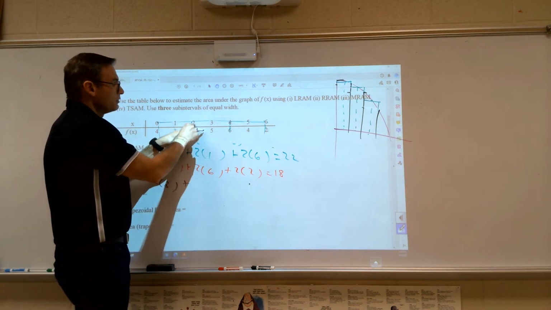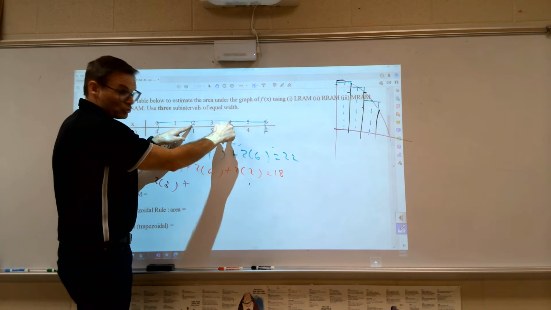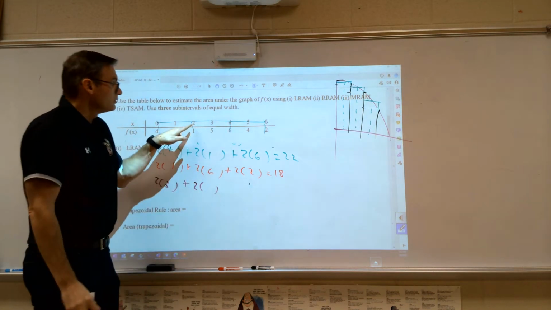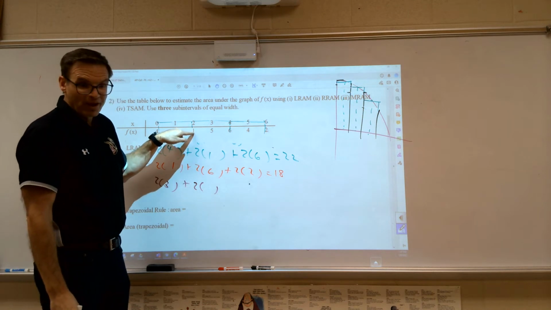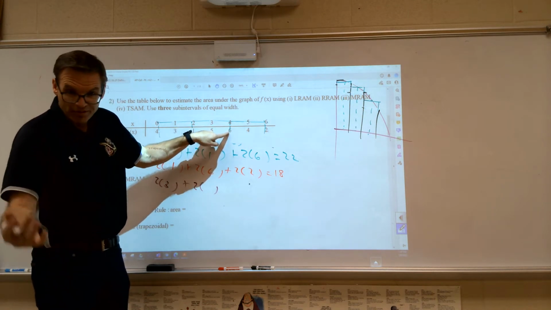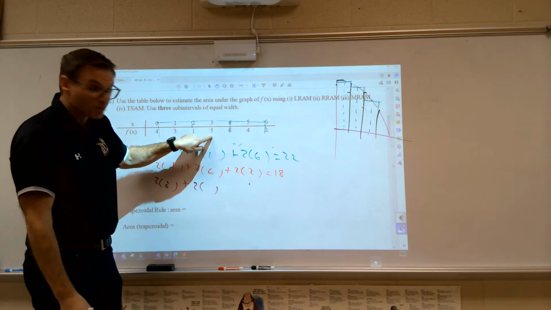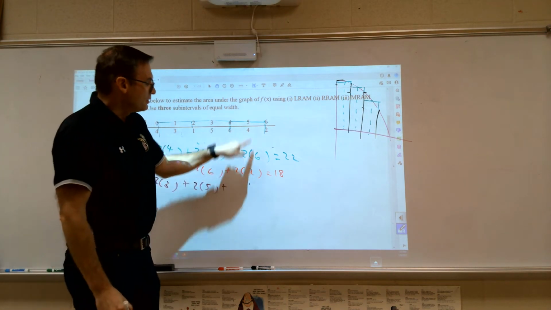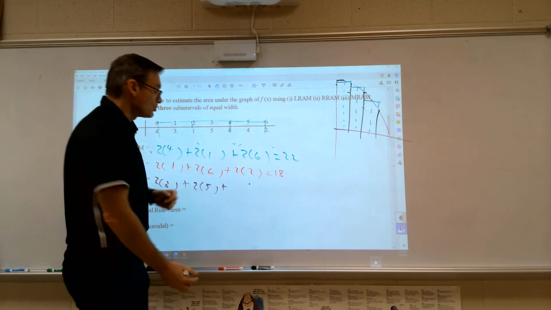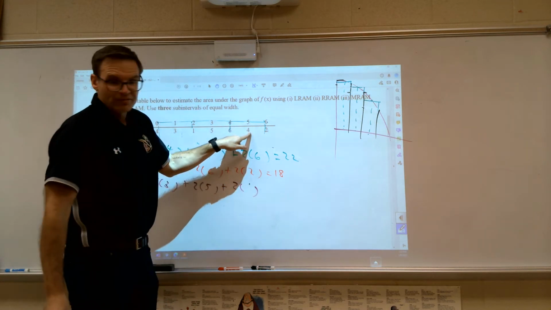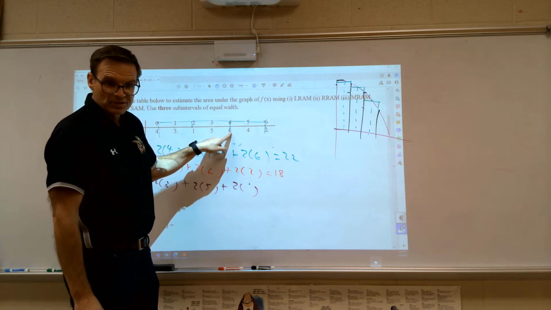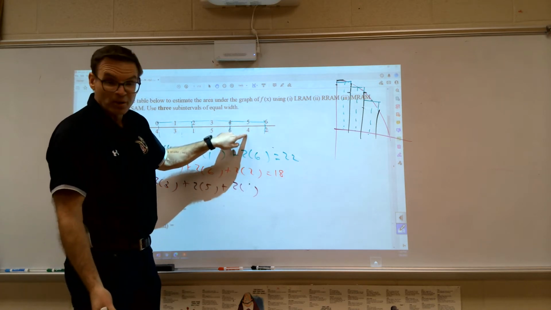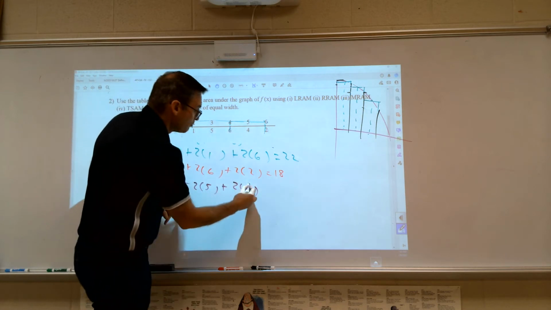For this one, the base of the rectangle is still 2. For LRAM, I got my y value from the left. RRAM, I got my y value from the right. MRAM, I'm going to get my y value from the middle, which is 5. And then the last rectangle, the width is still 2. If I get my y value from the left, it would be a 6. If I get my y value from the right, it would be a 2. If I get my y value from the middle, it's going to be 4.